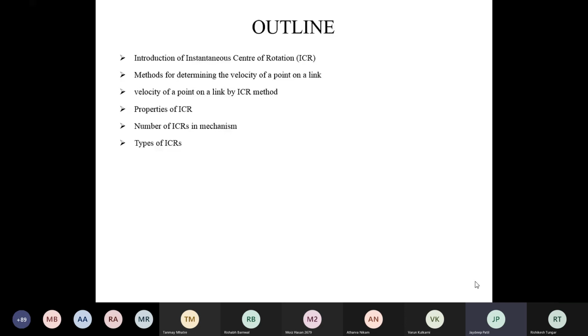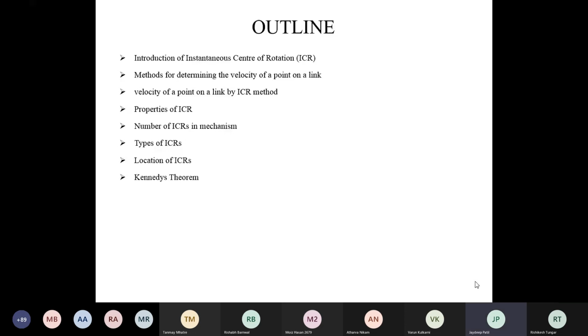Then the types of ICRs. There are three types of ICRs we will see. Accordingly, you have to locate those ICRs in the given mechanism. Then the location of ICR is the next point. There are different methods, or you can visualize those methods. If you see the mechanism, you will get a clear idea. Now, where do you have to locate this ICR?